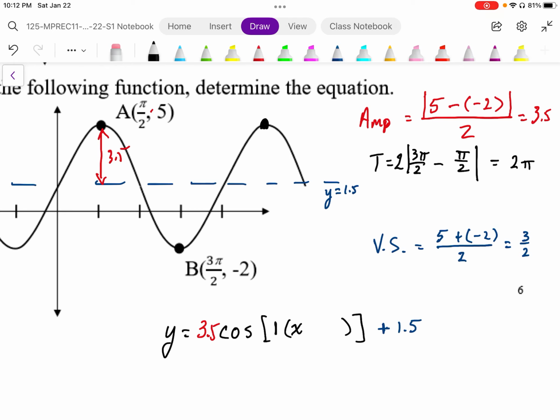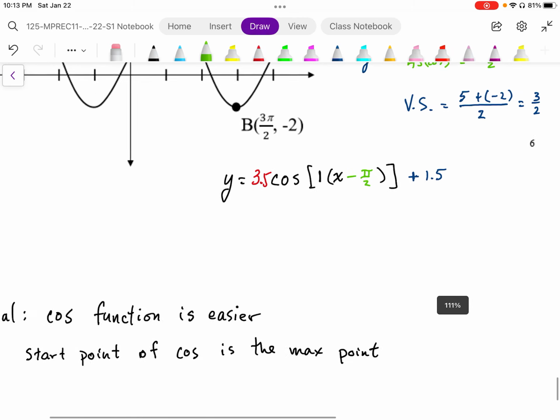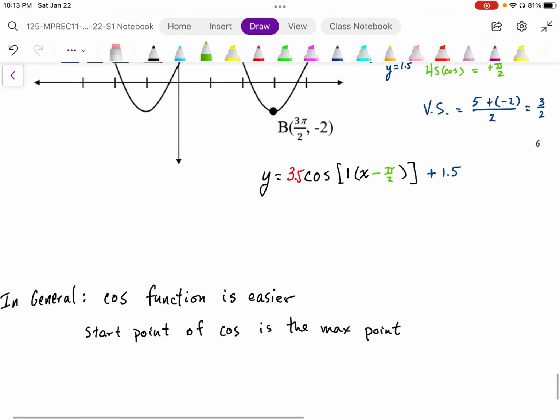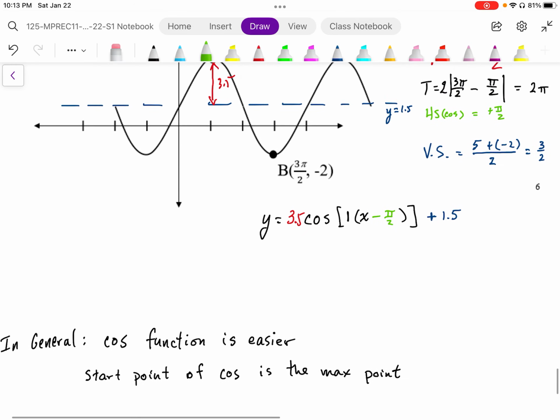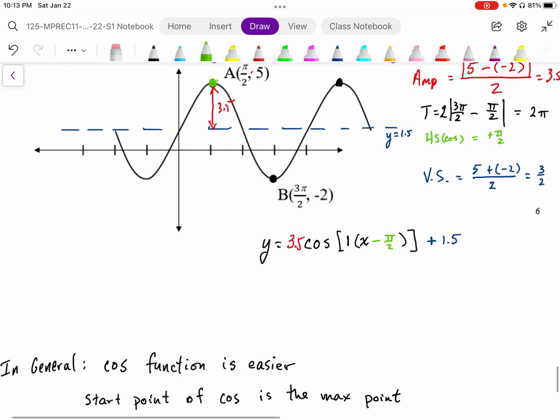And then lastly, we have our horizontal shift. Our horizontal shift is going to depend on whether it's cosine or sine. So our horizontal shift for cosine, I'll put that in brackets, is going to be the max point. So it's going to be plus pi over 2, or we can just write it as minus pi over 2. That would be the easiest way to do it. In general, cosine is easier because the starting point of cosine, or the horizontal shift, is based on the maximum coordinate. So there it is.